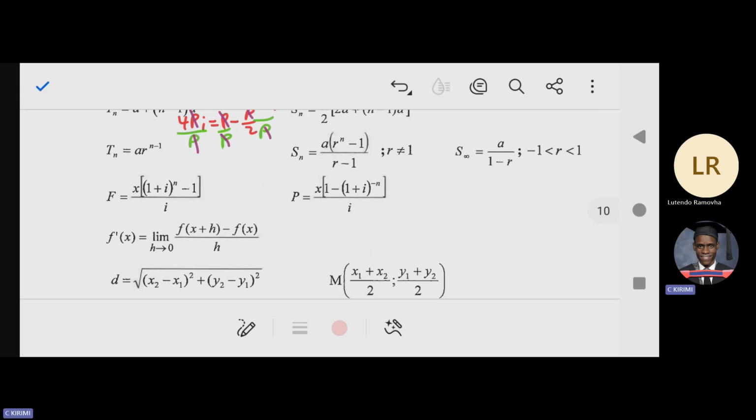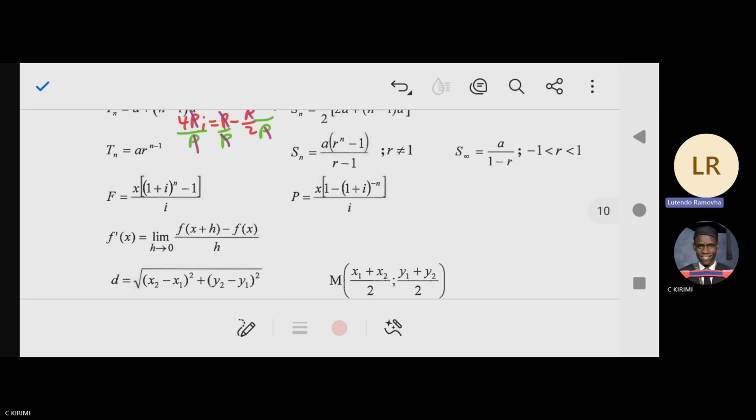So that's what you must just know there: the signs for the loan and the signs for the investment. For the investment, you're just subtracting one. But for the present value for loans, it's 1 minus bracket 1 plus i to the power minus n. Get it? Yes.